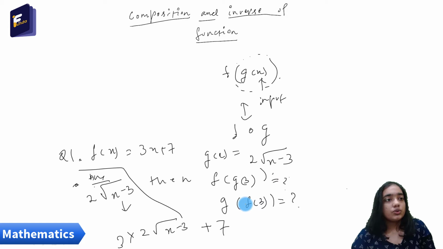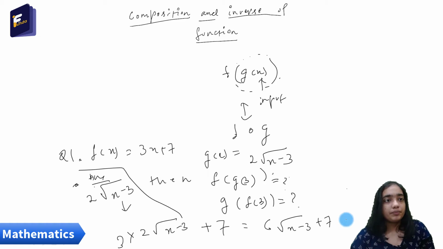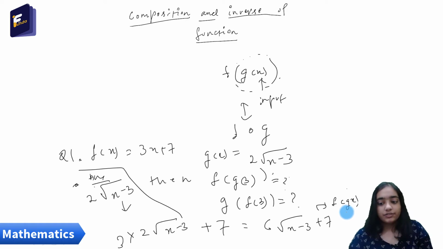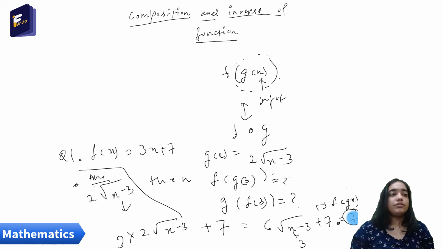Now we are getting 6 root x minus 3 plus 7. So this is f of g of x. Now we have to find f of g of 3. So we will put 3 in the function, so x equals 3. If we put that, we will get this value as 7. So f of g of 3 is 7. This is the answer of our first question.